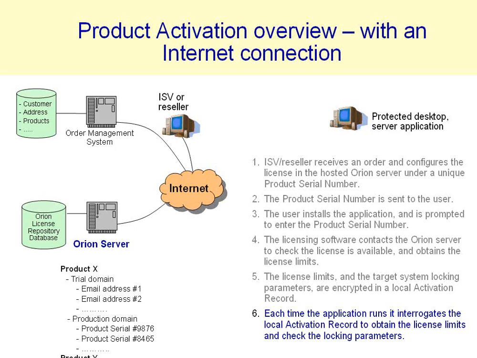So henceforth, each time after that the application runs, it performs its license check. The license check interrogates that local activation record so it can check it's running on the correct machine, and it can inform the application of what its license limits are. So is it still within its time limit, how are the features configured, and so forth. So after that initial activation event, there's no further communication required with the license server.